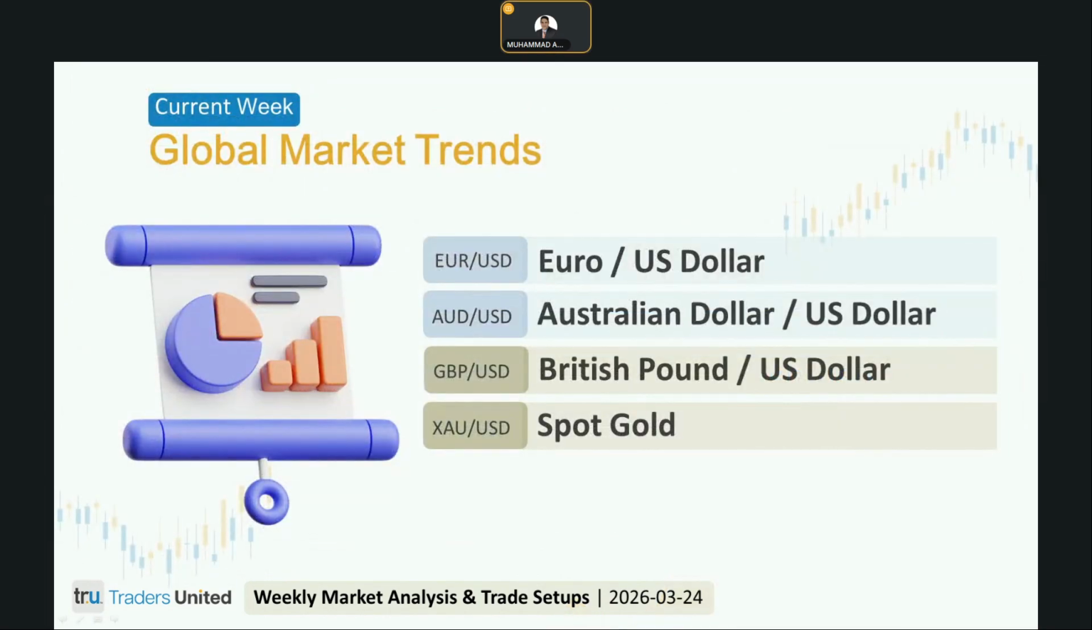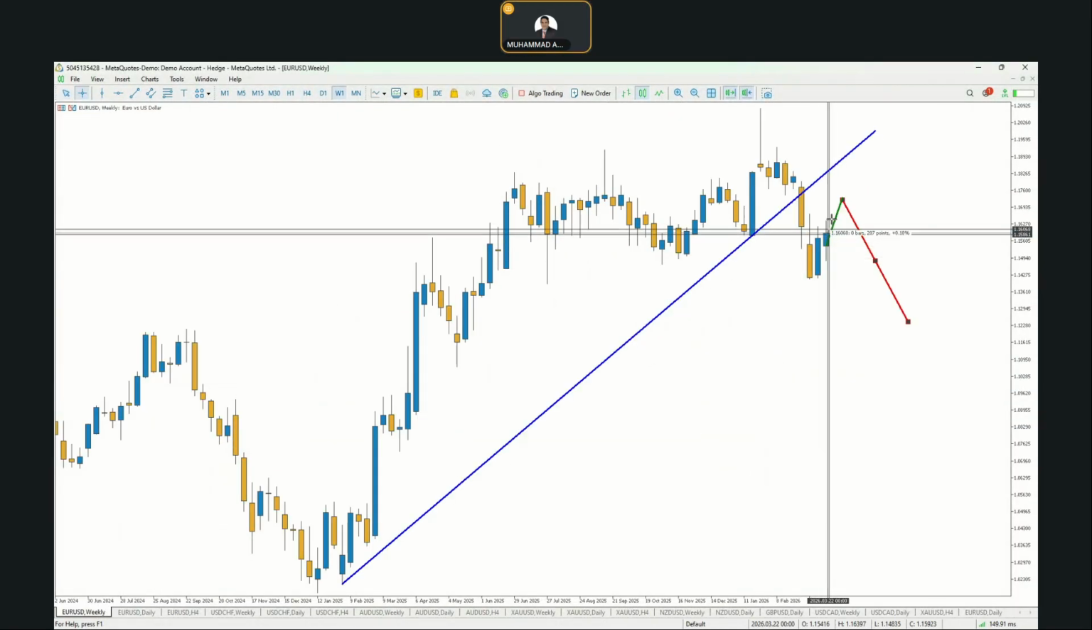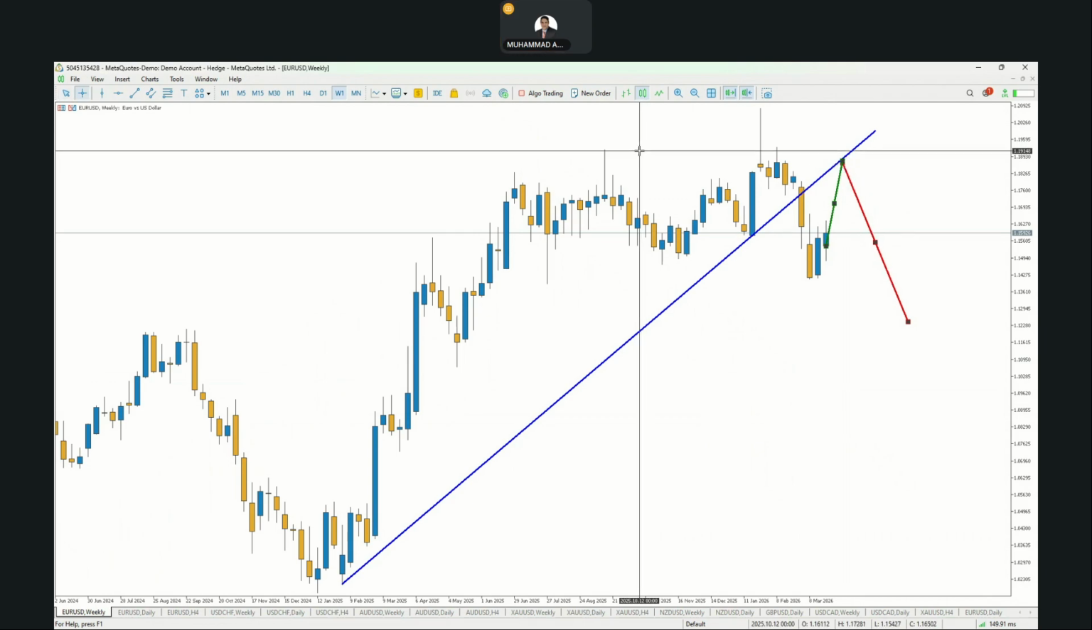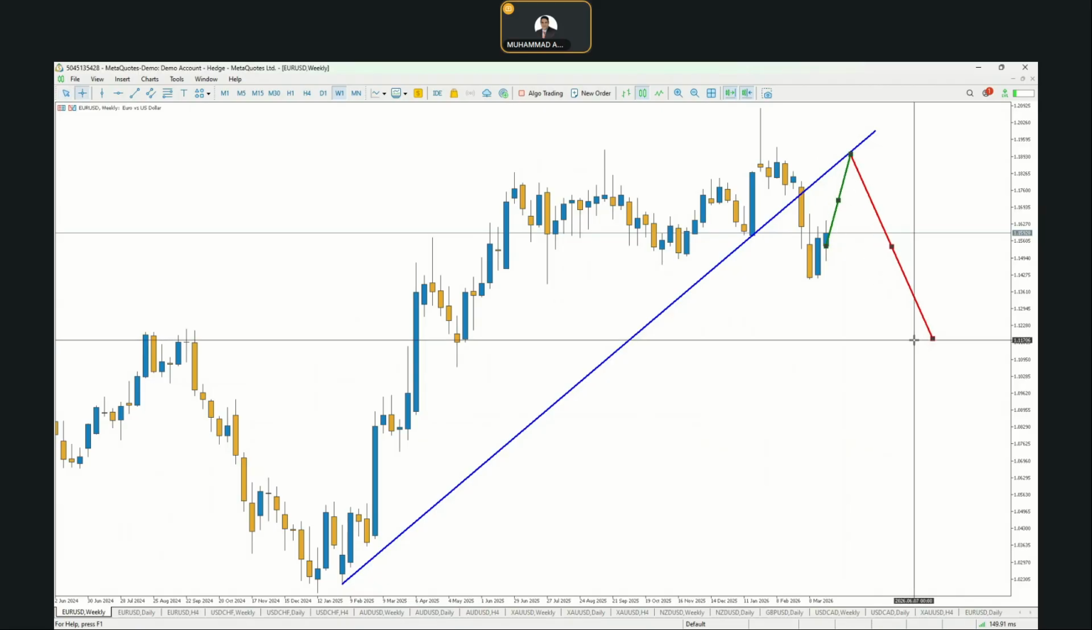Next, let us take a look at current market trends. So first one is the Euro USD, and then we have the Australian dollar versus United States dollar currency pair. The way I see it, euro USD is probably going to rise up. We might even get a retest of this trend line over here, so we could get a deeper pullback somewhere up over here. And after that, market is probably going to drop.